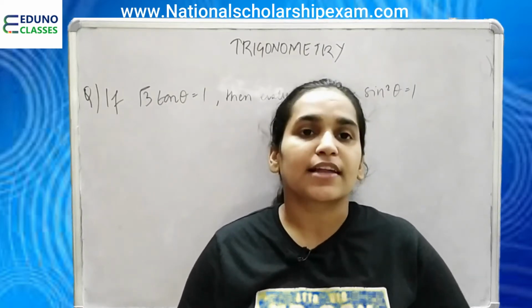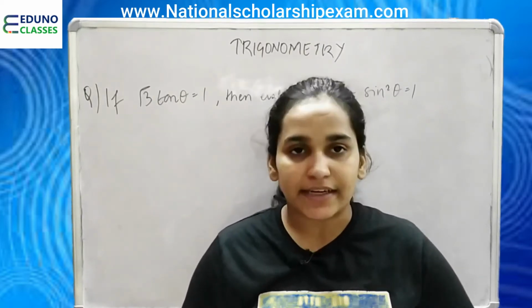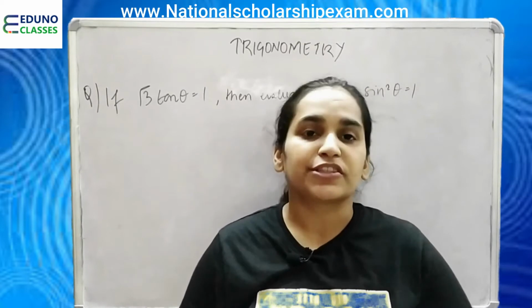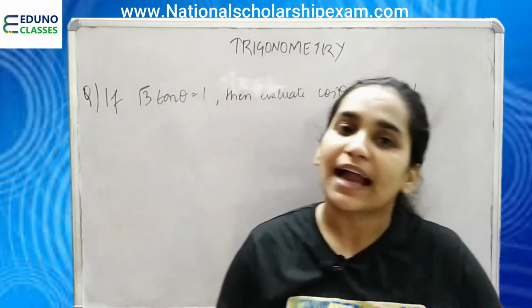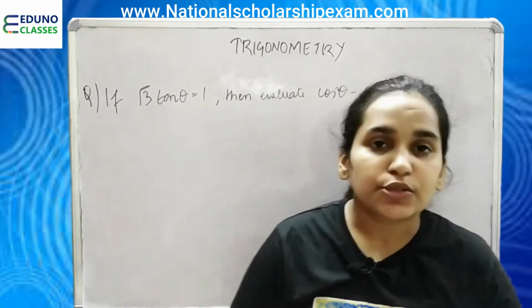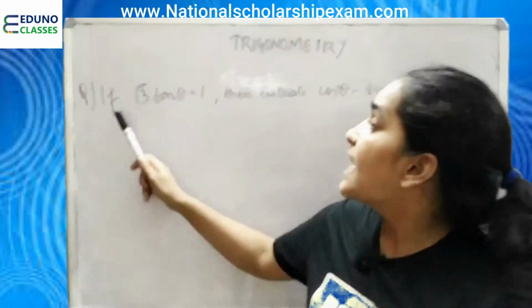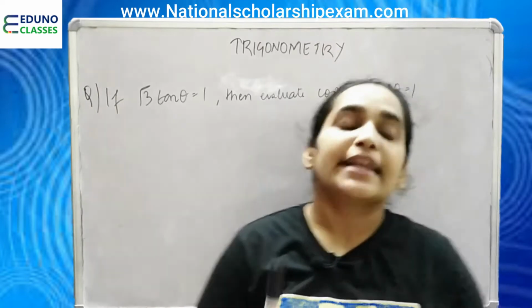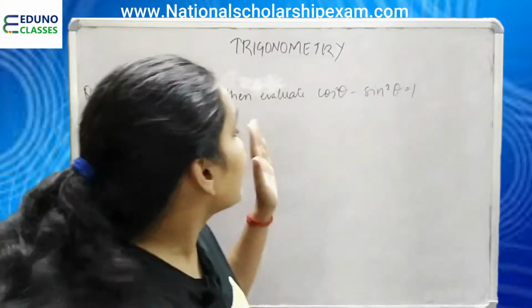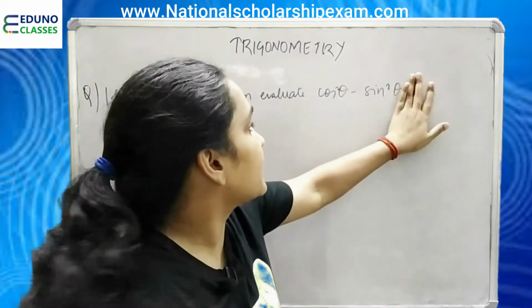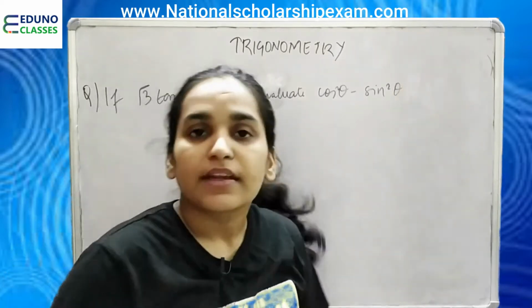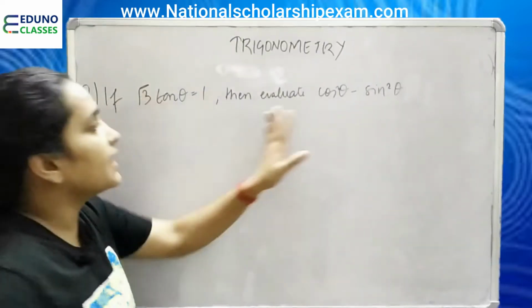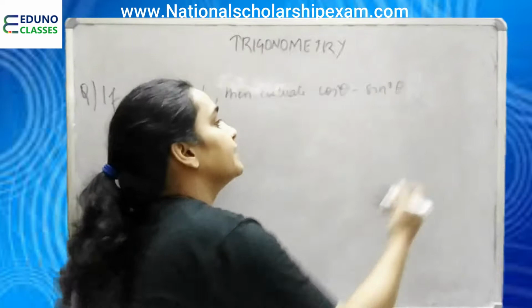We have already discussed the basics and trigonometric identities, and today we will solve questions based on trigonometric identities and trigonometric ratios. So the first question we have in front of us is, if root 3 tan theta is equal to 1, then evaluate cos square theta minus sin square theta. Okay, this is given and this is what we have to find.